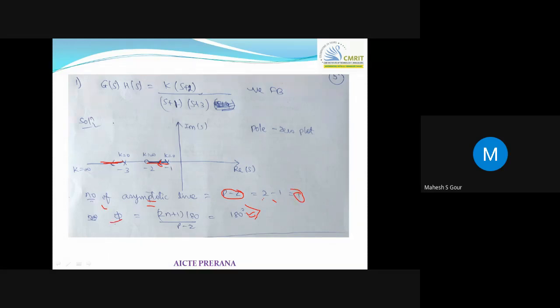So next is at what angle it should go. It should go at (2n plus 1) into 180 degrees divided by p minus z. As you know, n starts from 0, 1, 2 till p minus z minus 1. So how much is p minus z? p minus z is 1. 1 minus 1 is 0. So only one value is there for n, right? So when you solve it, you will get 180 degrees divided by 1. So only 180 degrees, right?